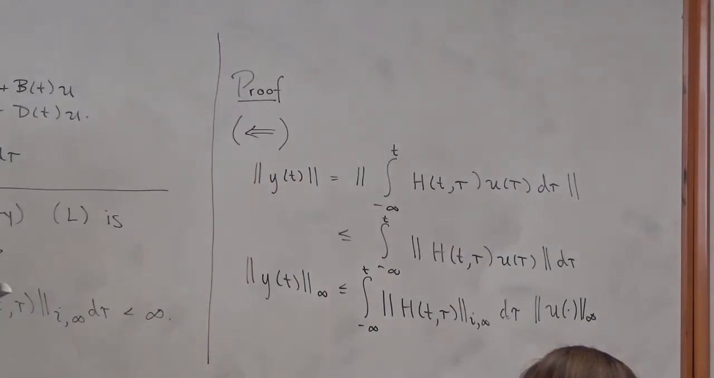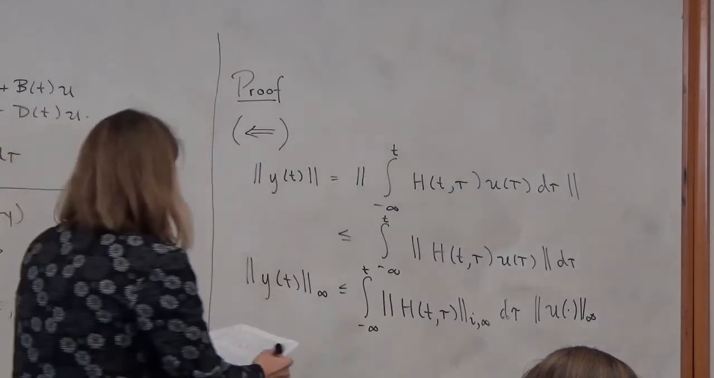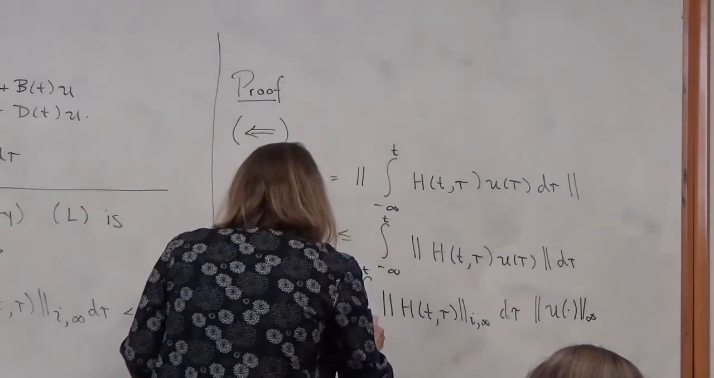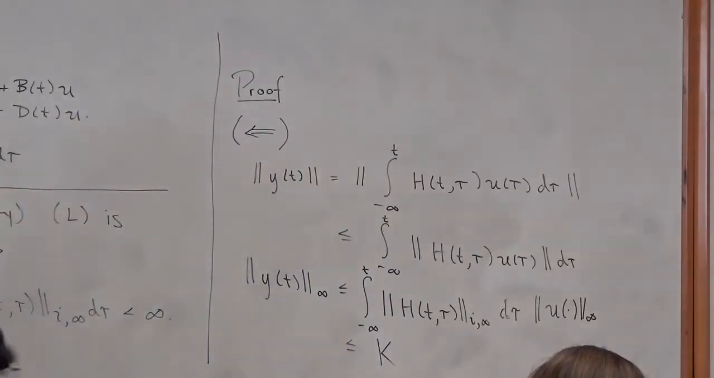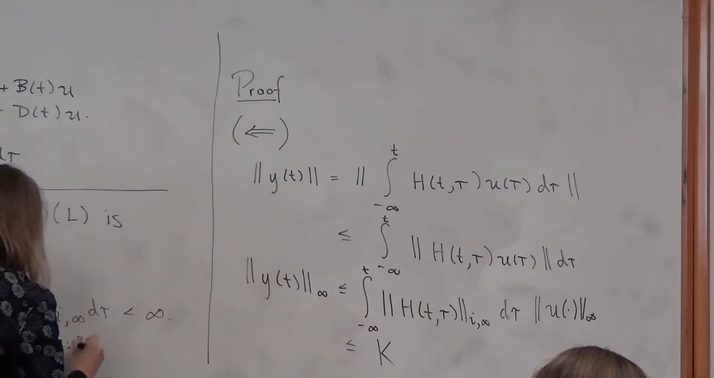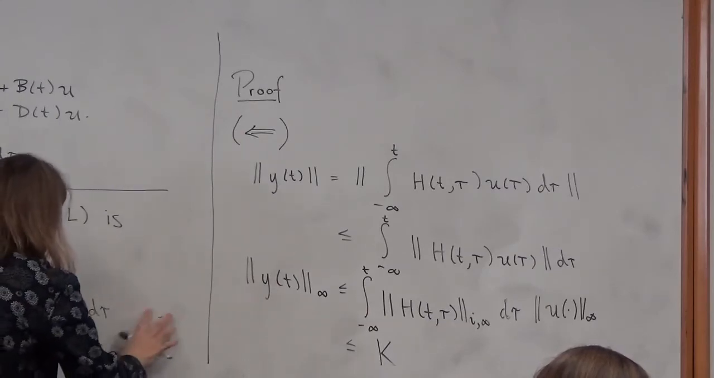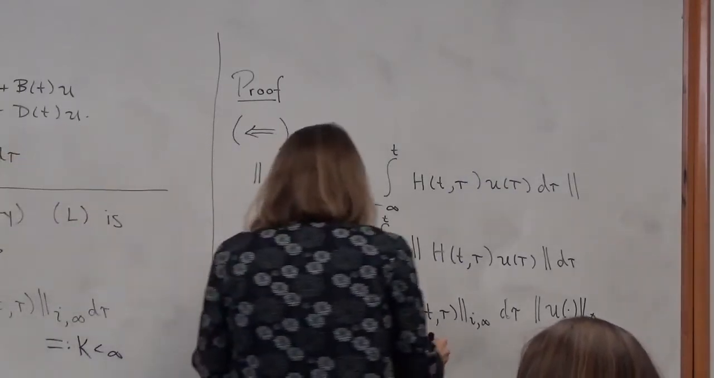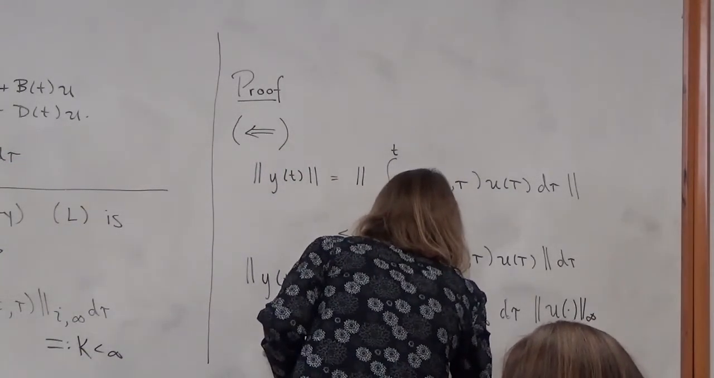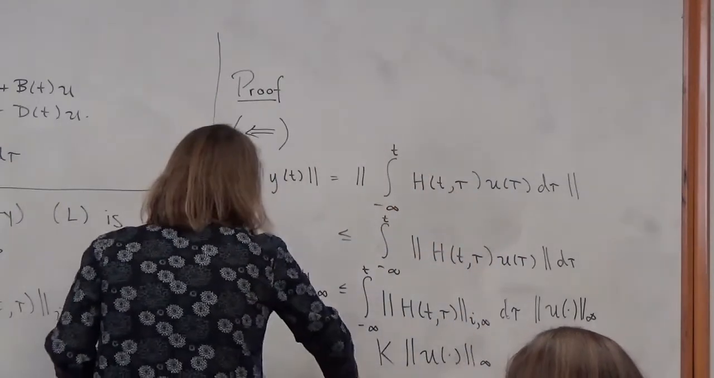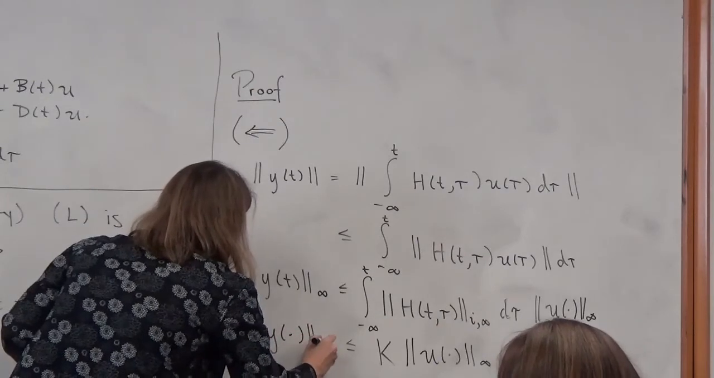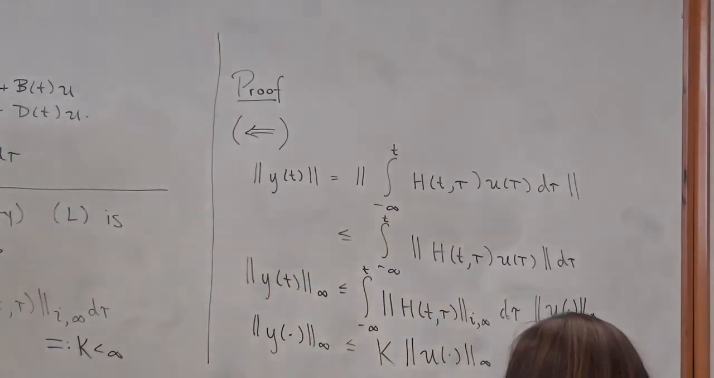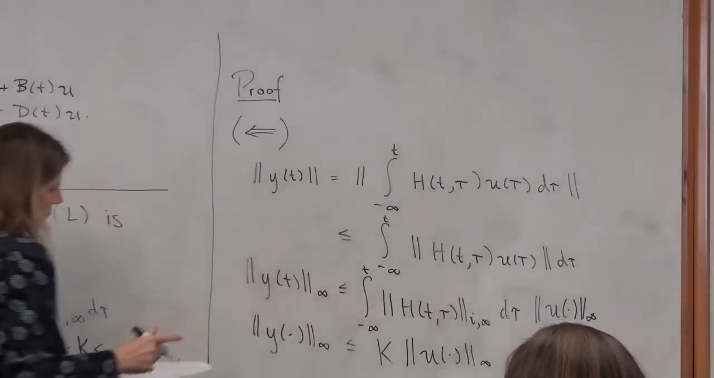Right, so I can take that outside of the integral, and so now I'm going to say, okay, this is less than or equal to some k. All right, so I'm assuming that this is finite. I'm going to call that k, which is less than infinity by my assumption of my theorem. So that's less than or equal to k times the infinity norm of u. And in fact, I've written this as the infinity norm of y of t. The inequality is maintained if I replace that with the functional infinity norm, right? For the same reason. If this is true for all t, it's going to be true for the largest value.